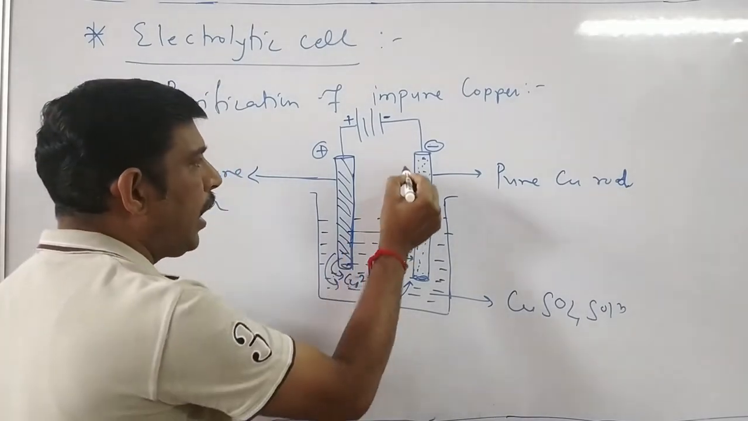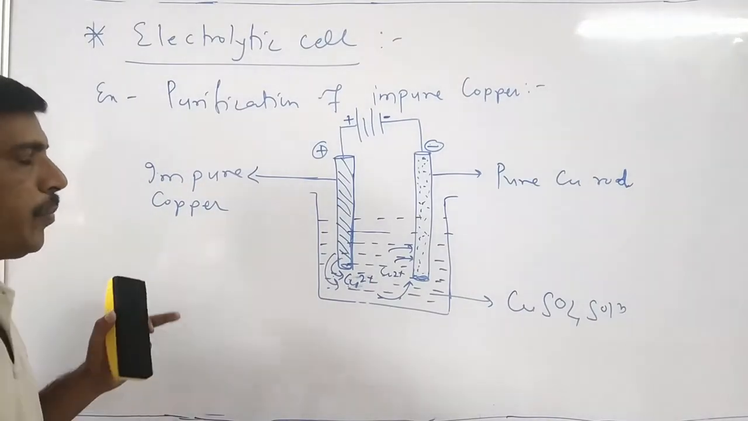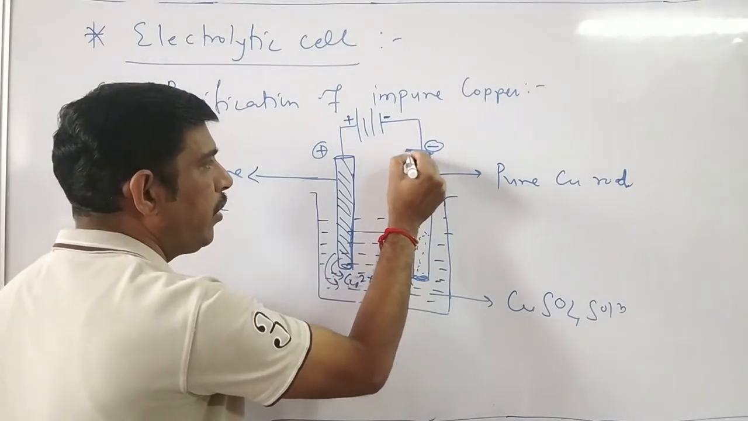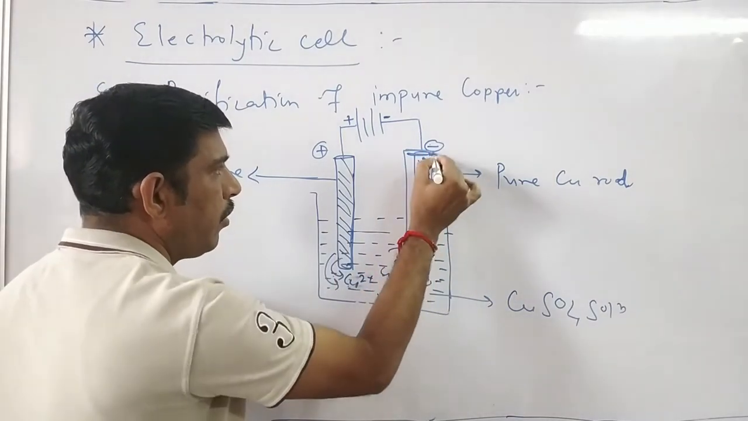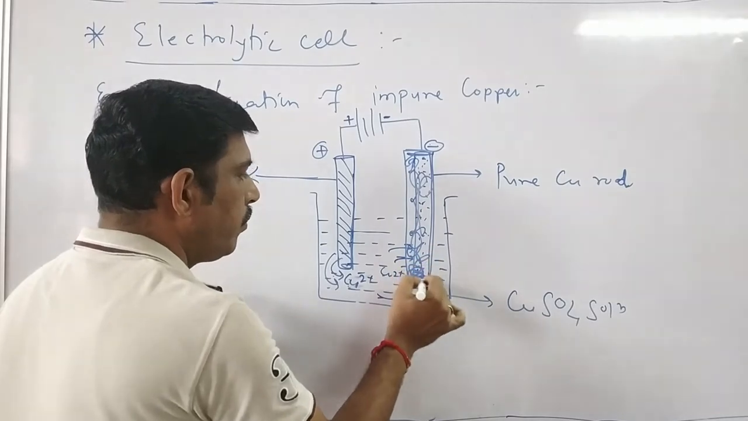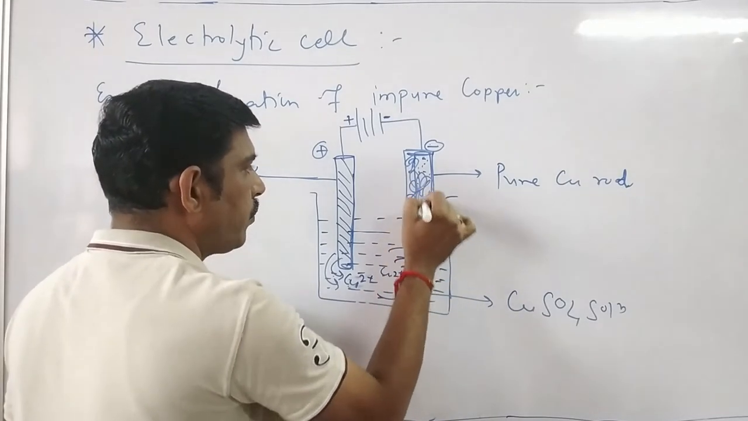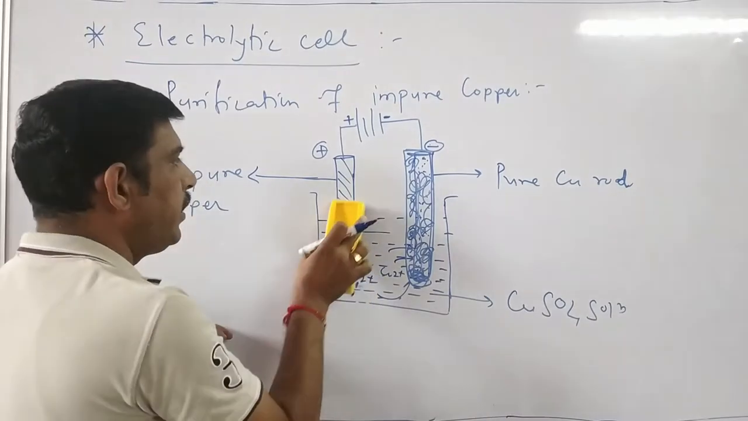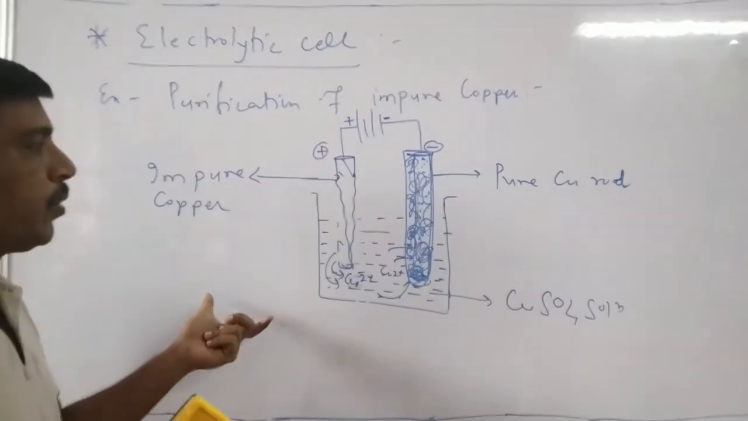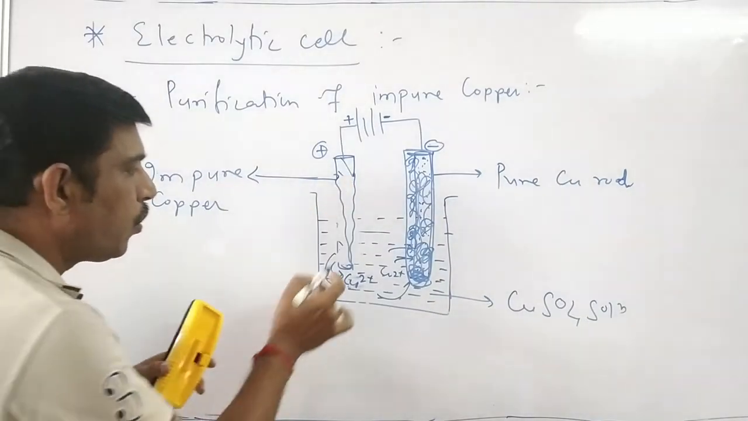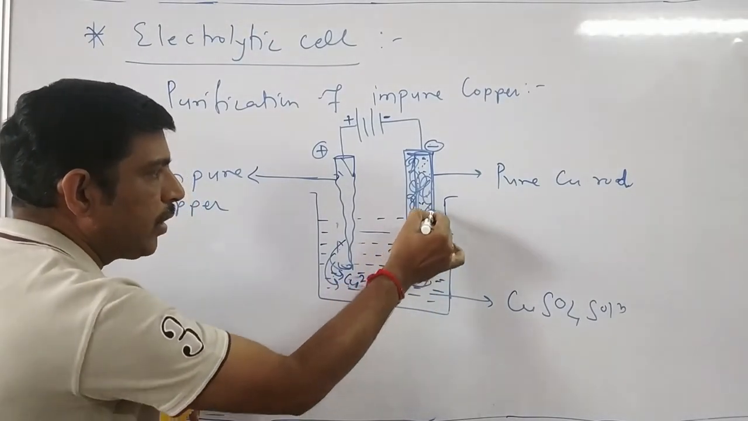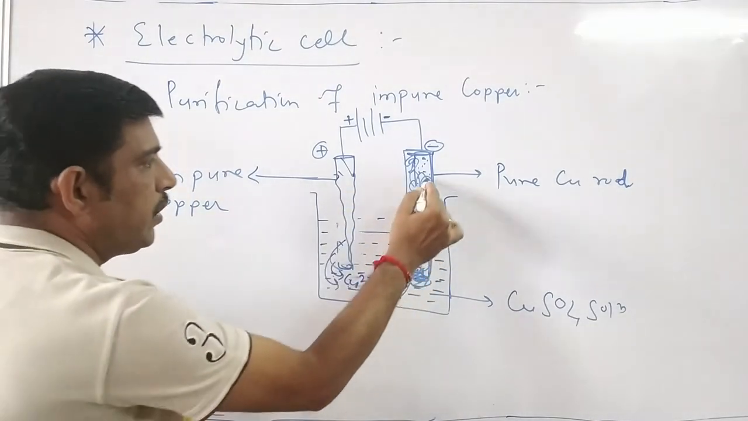After the complete reaction, the weight and size of the copper rod will increase. It becomes bigger in size, and the impure rod will become smaller like this. The pure copper from the impure rod goes into the solution in the form of ions, then they receive electrons, reduction takes place, and they deposit here.